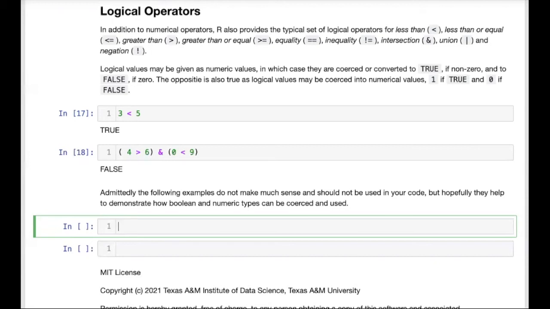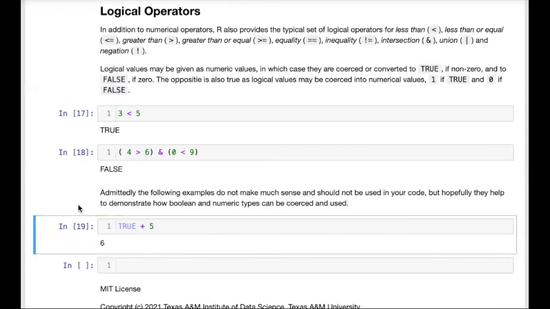So just for fun, let's write TRUE plus 5. In R, TRUE values, or the TRUE keyword, when coerced to be a numeric value, is given the value 1. So you see that when we write TRUE plus 5, we actually get a result of 6 in the output.